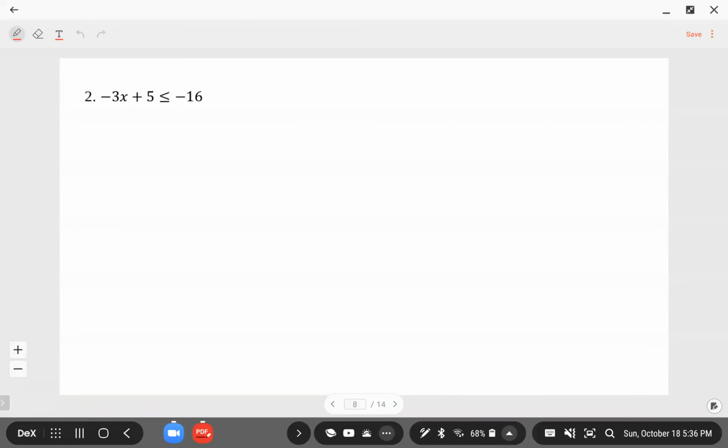Okay, so number 2, we have negative 3x plus 5 is less than or equal to negative 16. Are there any questions on the last problem? If you do, I'll go back to it, but for now, let's focus on doing this problem. Okay. Number 2, please do it. I'll give you 1 minute.